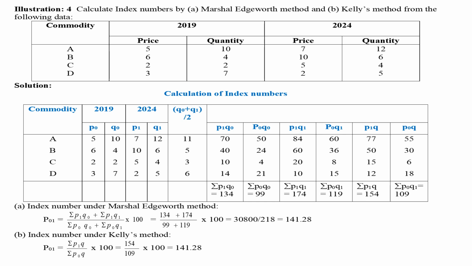12 columns table should be prepared. In the first 5 columns, data as given in the illustration should be recorded. In the 6th column, q should be calculated. It is the average of q0 and q1. In the 7th column p1 q0, in the 8th column p0 q0, in the 9th column p1 q1, in the 10th column p0 q1, in the 11th column p1 q, and in the 12th column p0 q should be calculated. Then the sums of the last 6 columns should be calculated. These values should be applied in respective formulas to know A. Index number under Marshall-Edgeworth method, and B. Index number under Kelly's method.